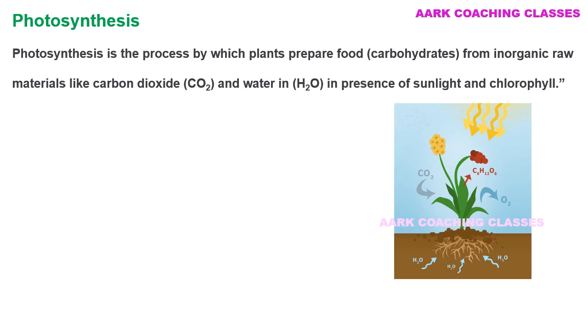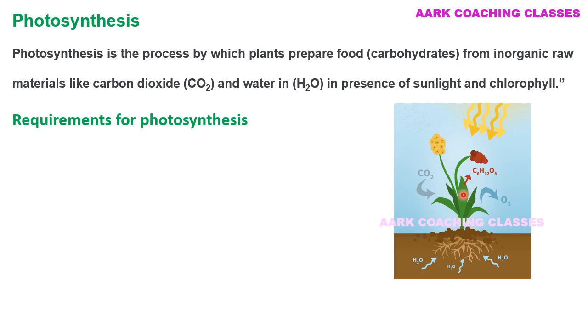Now let us try to understand actually what happens in photosynthesis. You have studied this several times in your previous classes. Let us try to revisit it. Photosynthesis is the process by which plants prepare food. Food is what? Carbohydrates, from inorganic raw materials like carbon dioxide and water, in the presence of sunlight and chlorophyll, right? So this is nothing but photosynthesis.